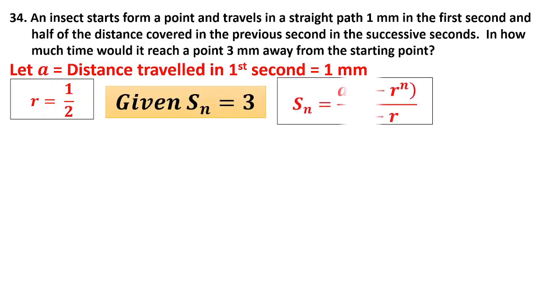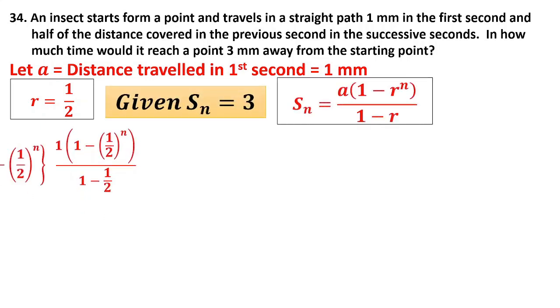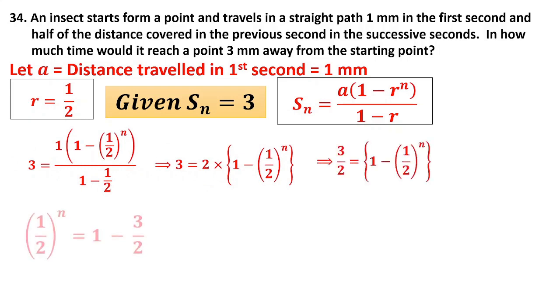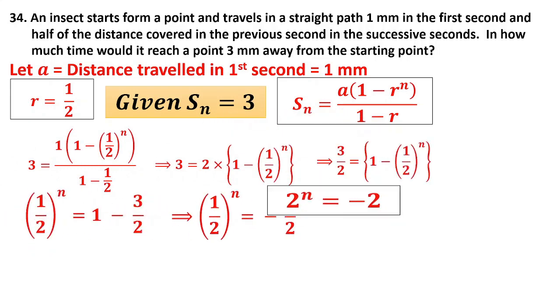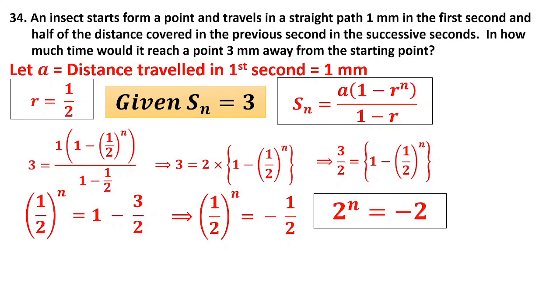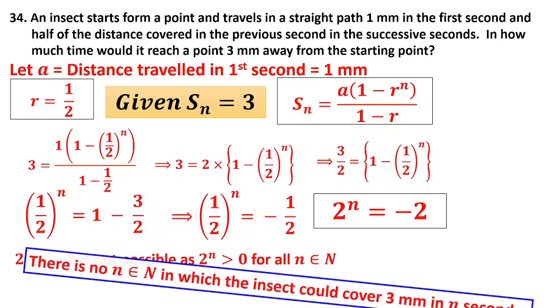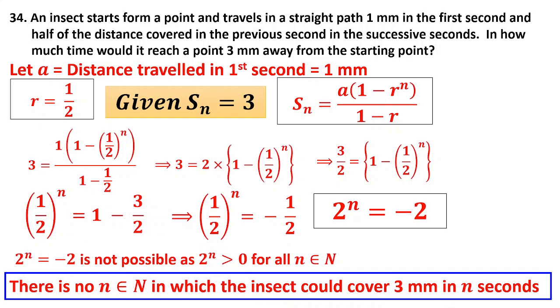Therefore, Sn is 3, and we will use the formula now. I am applying it and I am getting one conclusion that 2 power n is minus 2. Is it possible? No, because 2 power n is always positive. Therefore, 2 power n is minus 2 is not possible. Therefore, there is no natural number n in which the insect could cover 3 millimeters in n seconds.